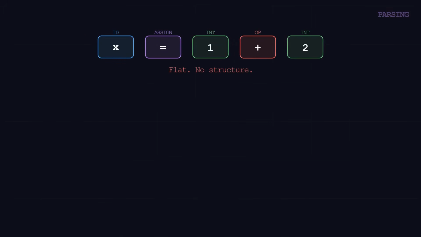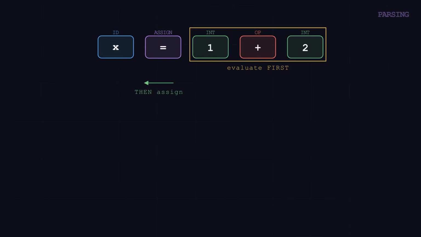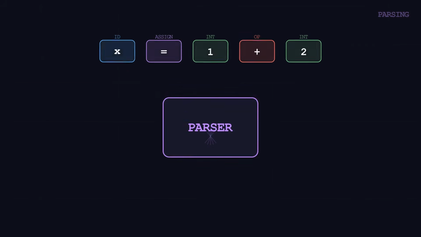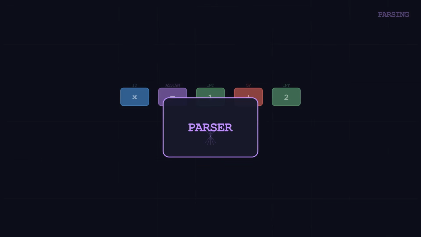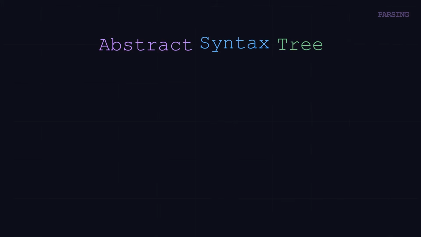The lexer gave us a flat list of tokens, but code isn't flat. It has structure. 1 plus 2 has to happen before the result gets assigned to x. There are rules about what can follow what, what's nested inside what. The parser's job is to discover that structure. It reads the token stream and builds a tree. Not just any tree, the abstract syntax tree, the AST.